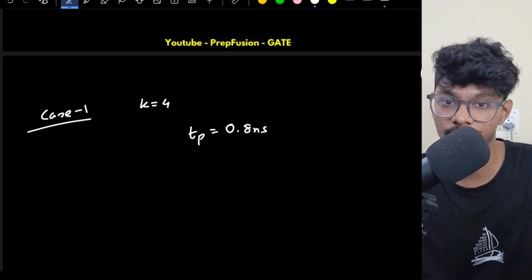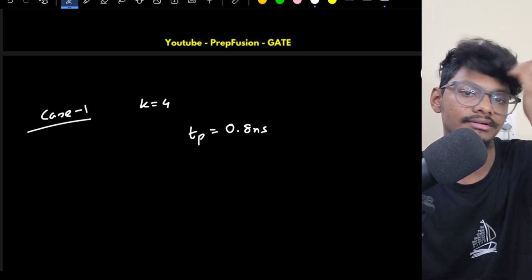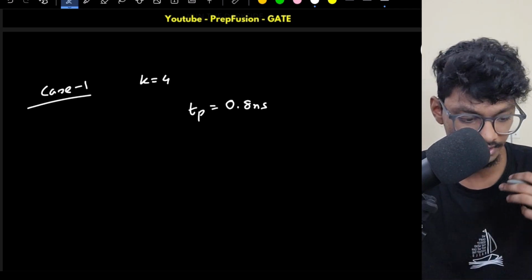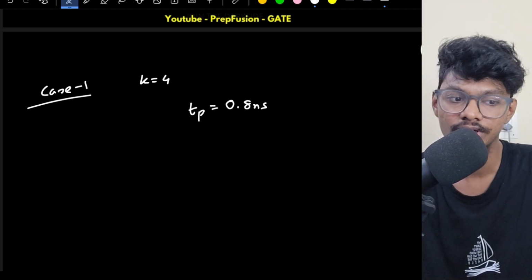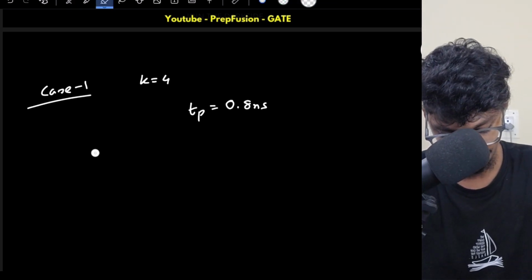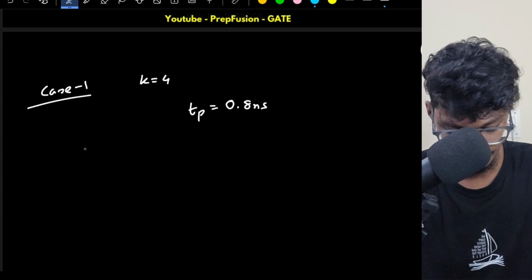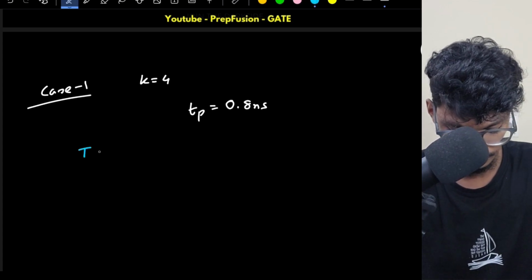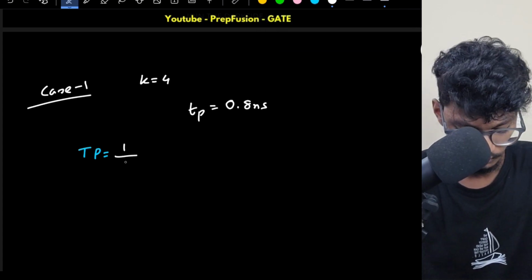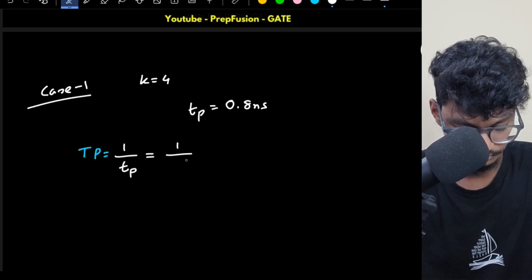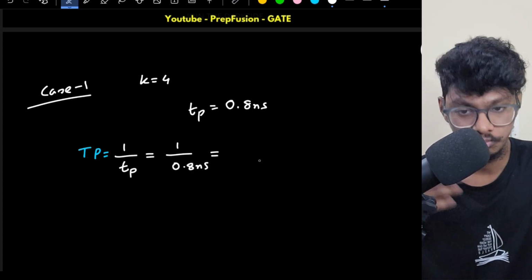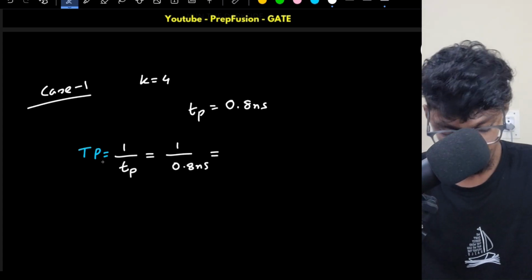What is my throughput? Throughput is 1 by TP. Or you can write it with the n minus k formula, but generally you can understand throughput as instructions executed per unit time. So in a single cycle I execute instructions, so the throughput will be 1 by TP, that is 1 by 0.8 nanoseconds. This will be my throughput in case 1.